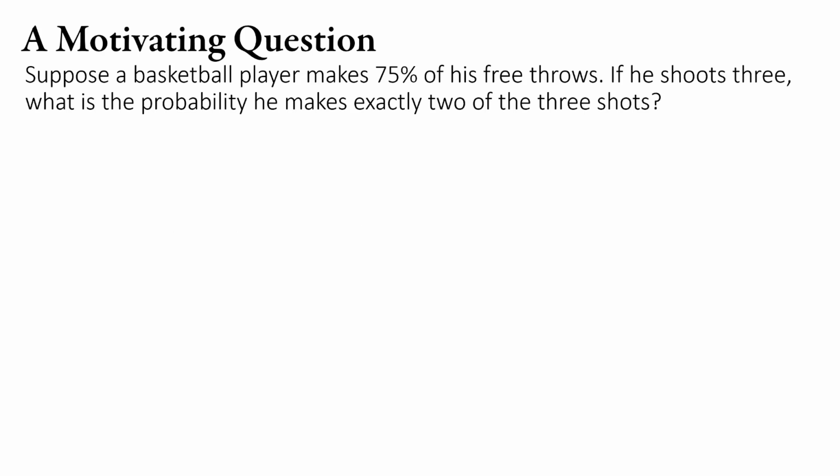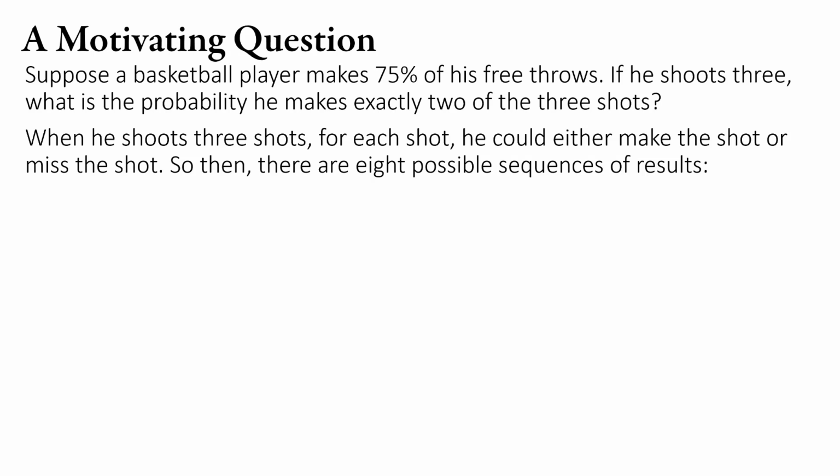So in this lesson, we're going to define the binomial distribution, which is a very important probability distribution you'll see a lot in this class. Let's begin with an example. Suppose a basketball player makes 75% of his free throws. If he shoots three free throws, what's the probability he makes exactly 2 of those 3 shots?